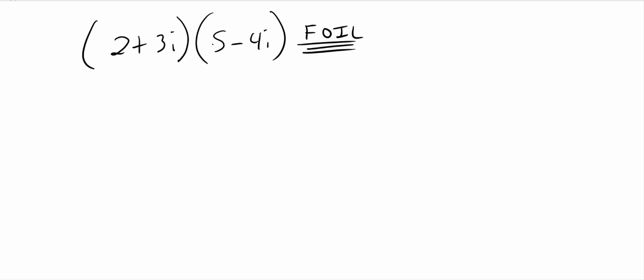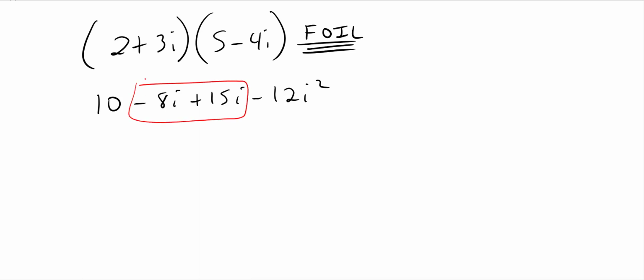FOIL is first. 2 times 5, 10. Outside, 2 times negative 4i, negative 8i. Inside, 3i times 5, plus 15i. Last, 3i times negative 4i is negative 12i squared. Now I can combine these together. So I'm going to do a couple things right off the bat here, guys. I'm going to combine these because they both have i's in them. Okay, so I'm going to say 10, and then negative 8 plus 15 is positive 7, so plus 7i.